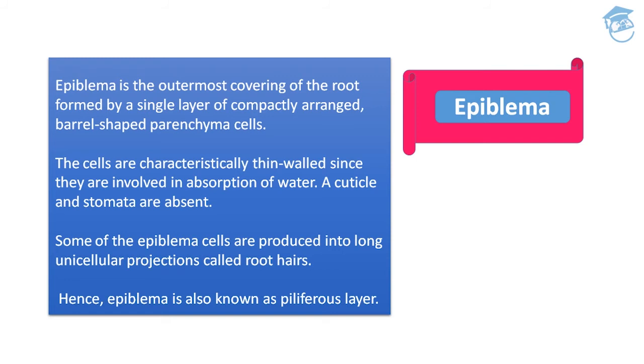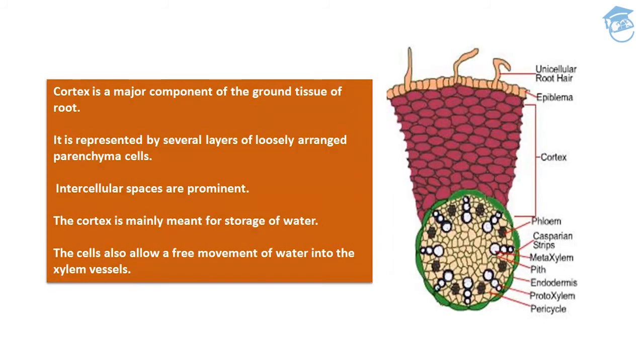Some of the epiblemma cells are produced in long unicellular projections, which we call root hairs. Hence, epiblemma is known as piliferous layer. Now we'll talk about the cortex, which is this major portion. It is also called bulk tissue. It is represented by several layers of loosely arranged parenchyma cells. Intercellular spaces are prominent, and cortex is mainly meant for storage of water. And the cells also allow free movement of water into xylem vessels.